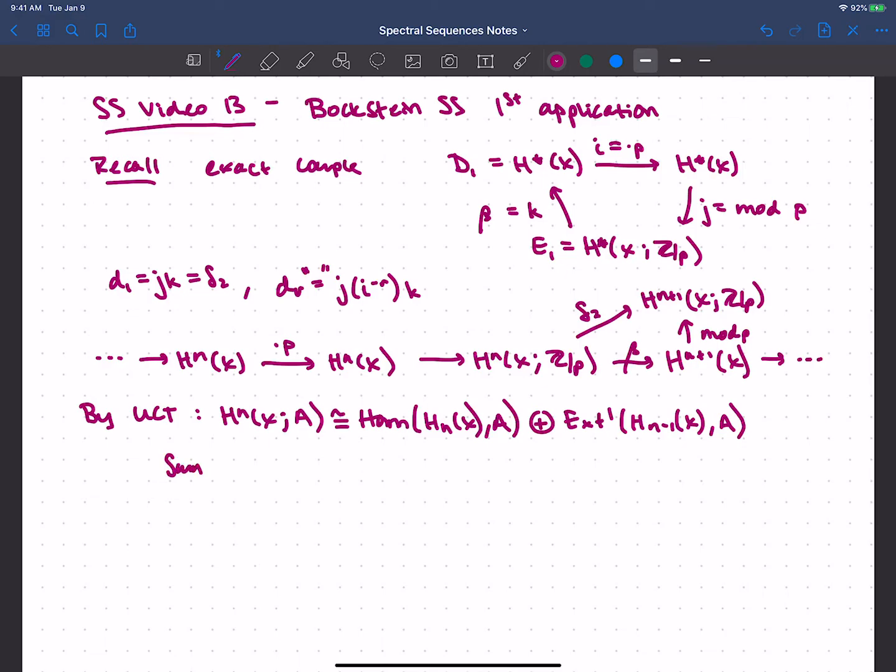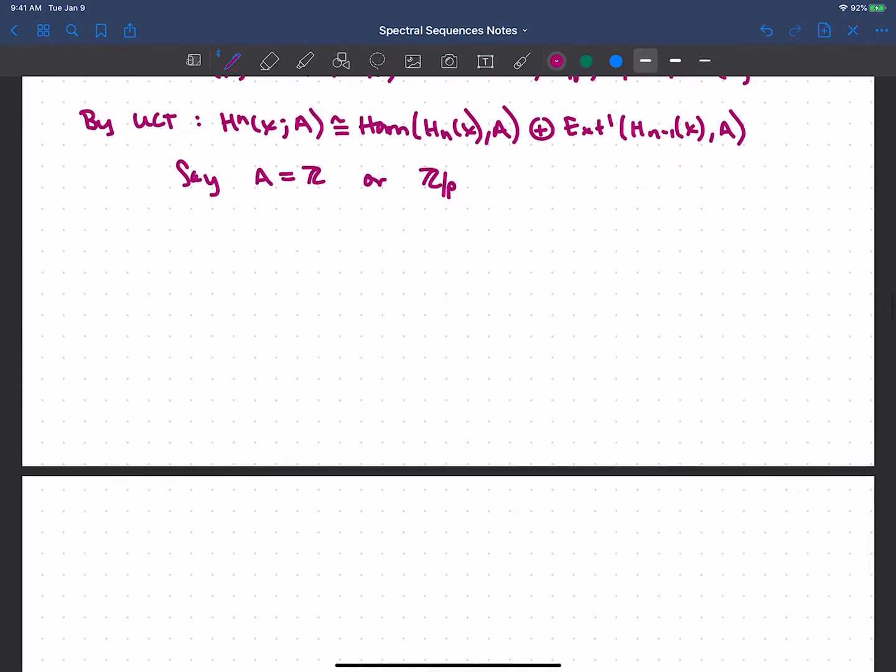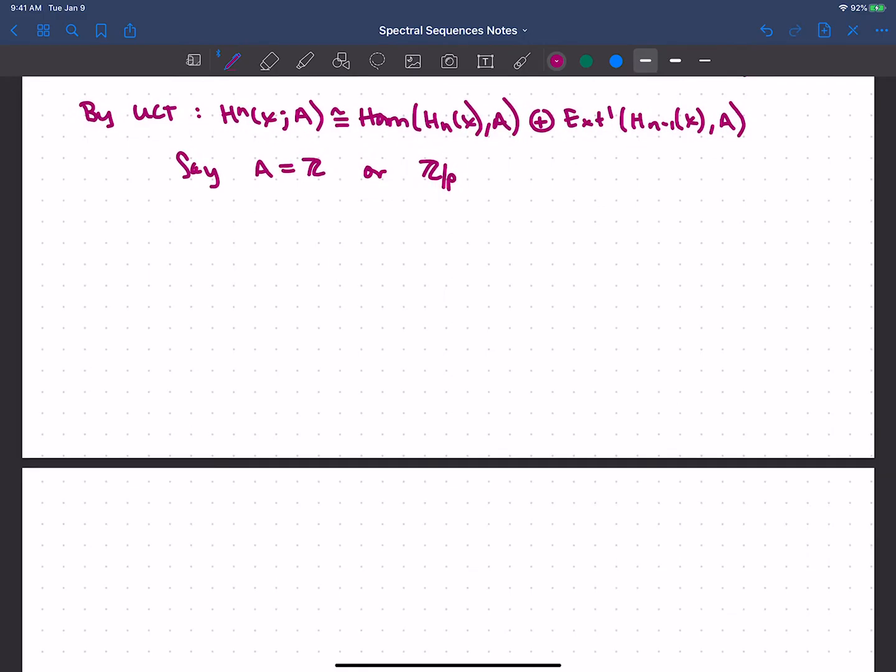And for our purposes, we're going to say that we'll take A to be a copy of the integers, so we can get cohomology from homology, or we can already see we want something about coefficients with mod P, so also Z mod P. Okay, and we want to use this coefficient theorem together with the Bockstein spectral sequence. So I need a little bit more setup here.